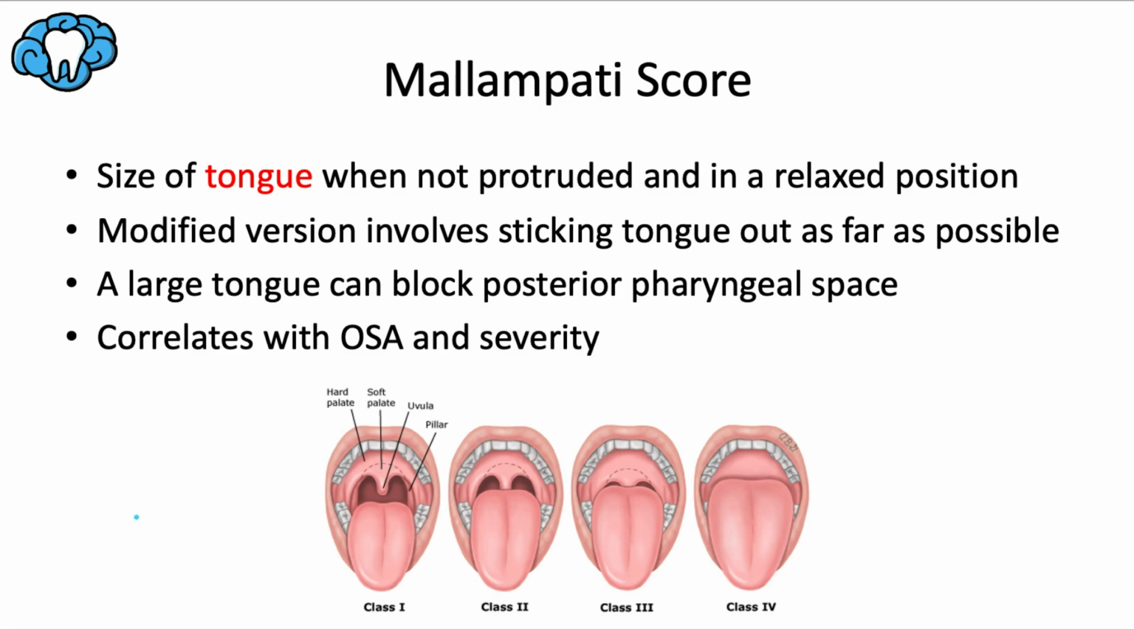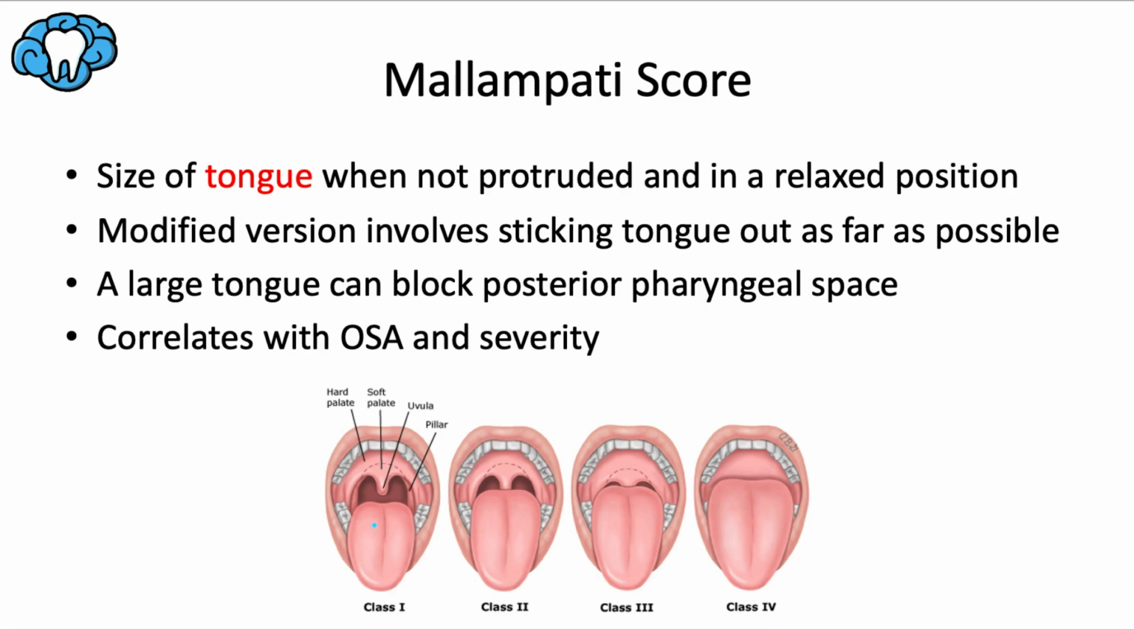Well, we can use the Mallampati Score, and this looks at the size of the tongue when not protruded and in a relaxed position. That's the original Mallampati Score, and then the newer modified version involves sticking the tongue out as far as possible, and then looking to see how much of the back of the throat you can actually visualize. And the idea behind this is a large tongue can block the posterior pharyngeal space, and it tells you about the likelihood of obstructive sleep apnea and potentially its severity. So it's scored from 1 to 4. The bigger the score, the bigger the tongue, or at least bigger relative to the rest of the mouth.